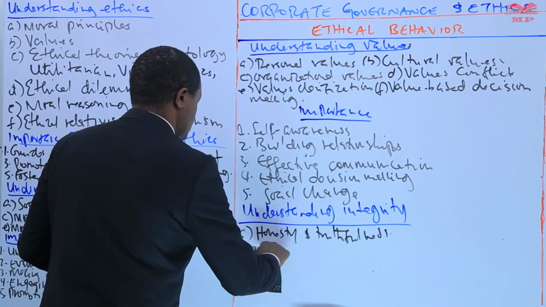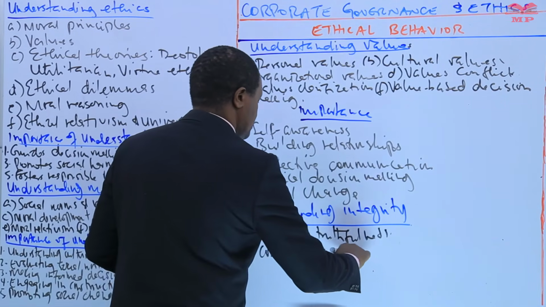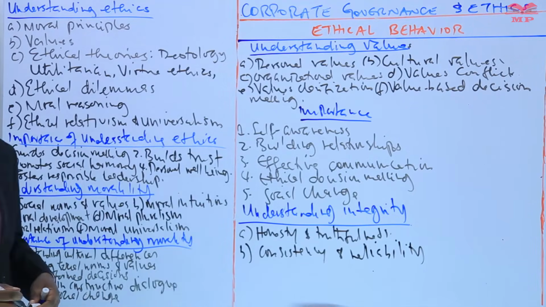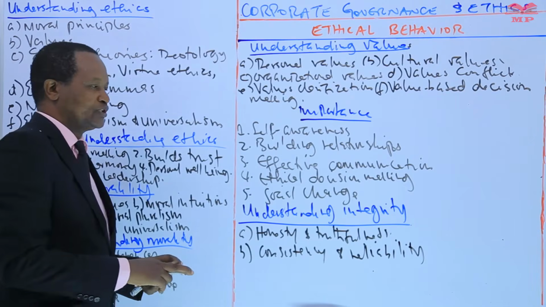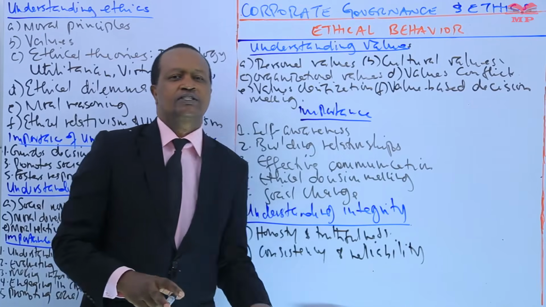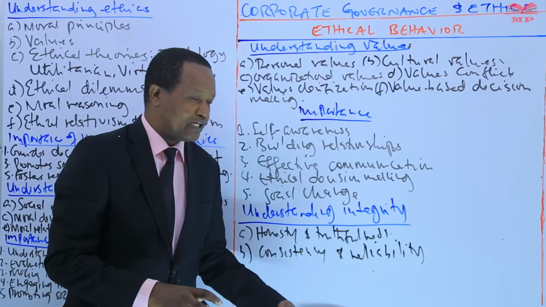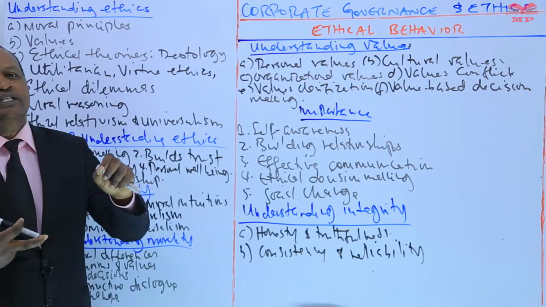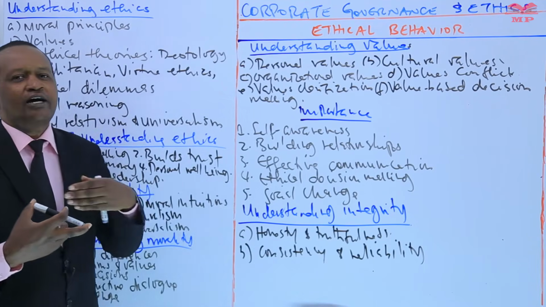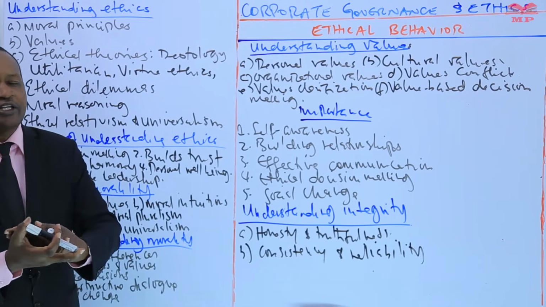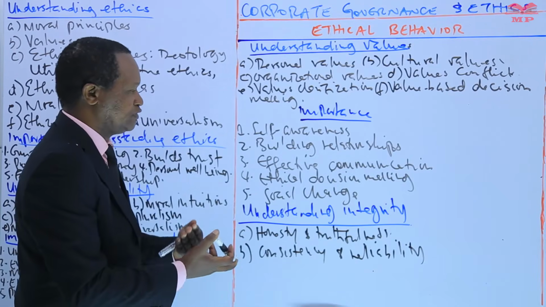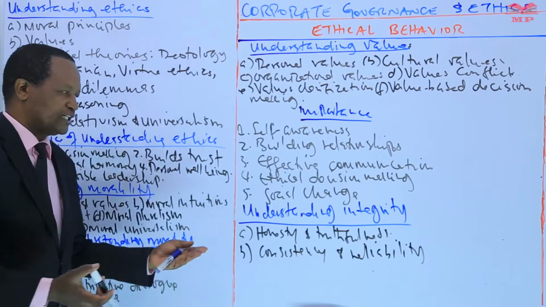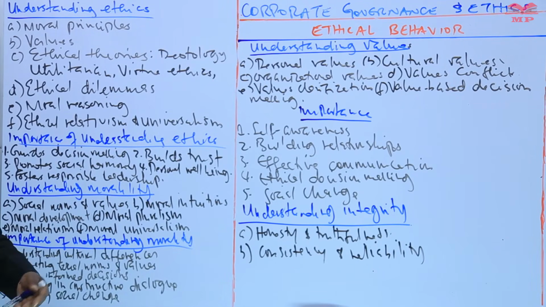2, consistency and reliability. People with integrity are consistent with their actions and behaviors, aligning their choices with their values and principles. These individuals are reliable and trustworthy, keeping their promises and their commitments. That's a key aspect of integrity. You cannot understand integrity if you do not understand consistency and reliability.